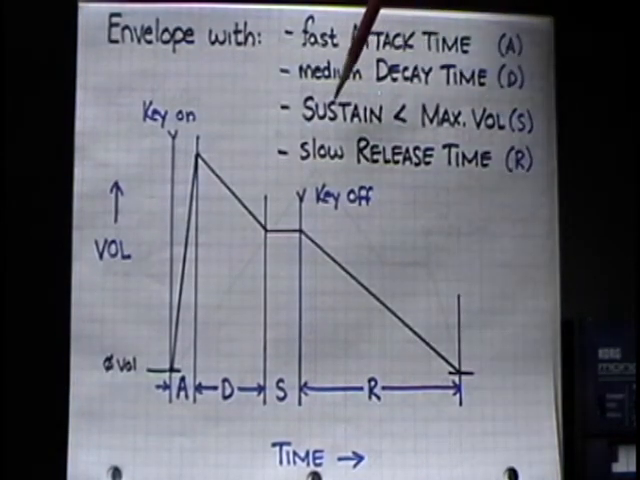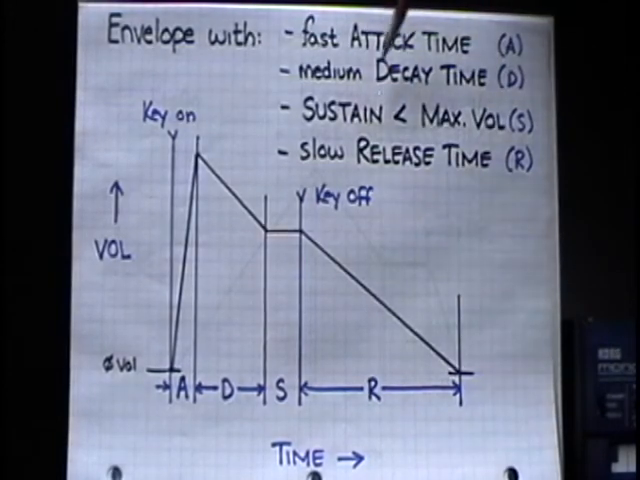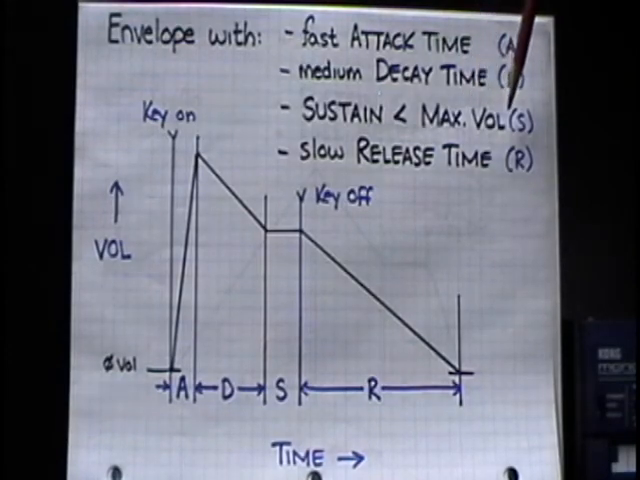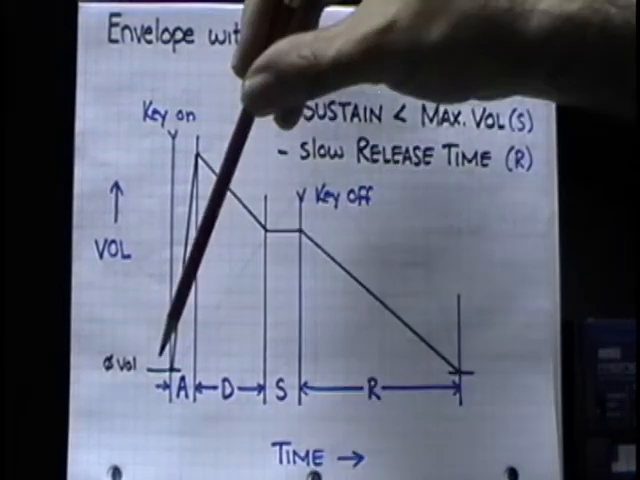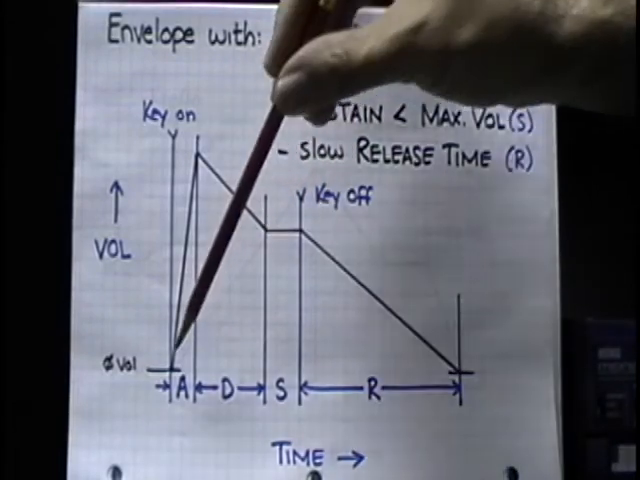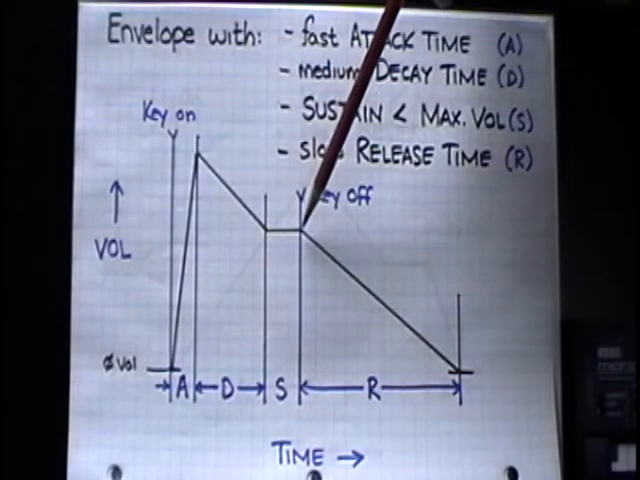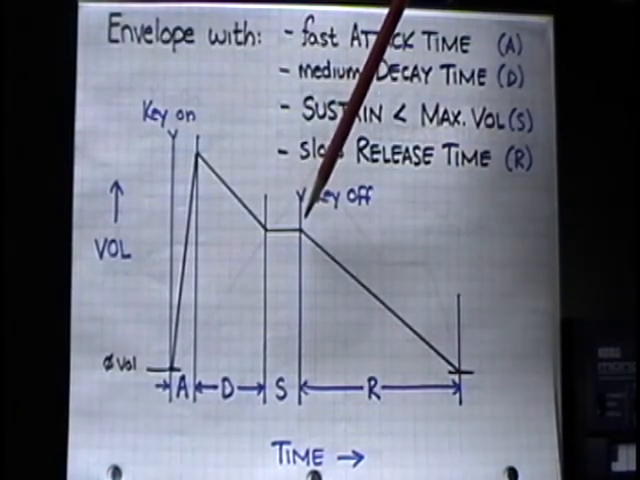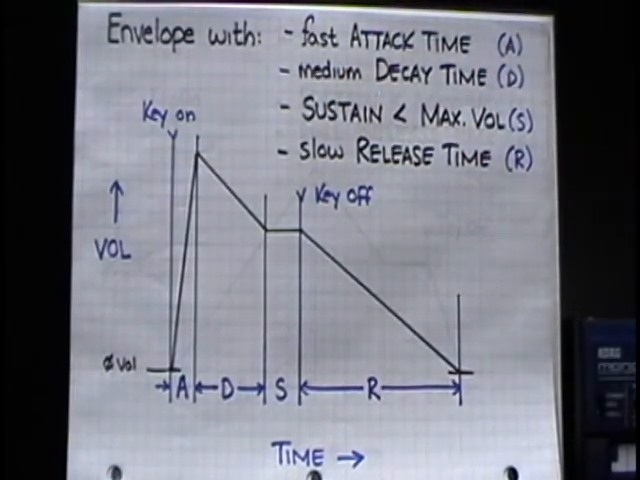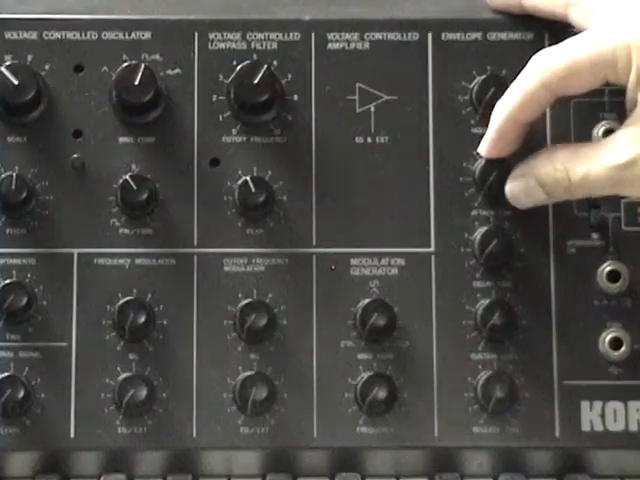And remember, if the sustain is set to the maximum, we're not going to hear anything happening with the decay time. It will become irrelevant. So we're going to set the sustain level something less than the maximum volume, and then we're going to set a slow release. Here's what it looks like graphically. Fast attack, medium decay, we're at the sustain level, release the key, and a long release time. So let's look at how we set that.